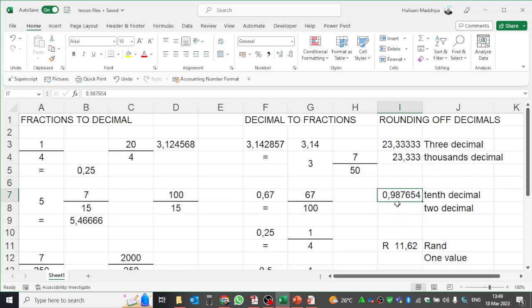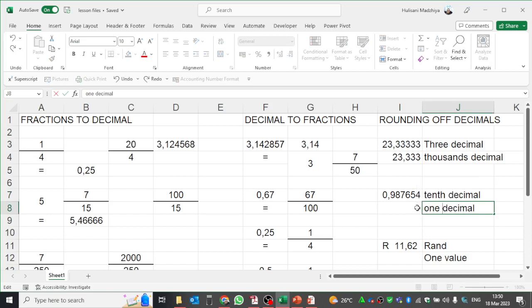If you take a look at this one, it says 0.987654. It says round off to the nearest 10th decimal. The 10th decimal is the first decimal, so it is equivalent to 1 decimal, not 2.